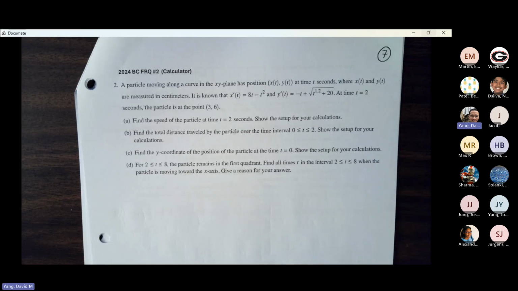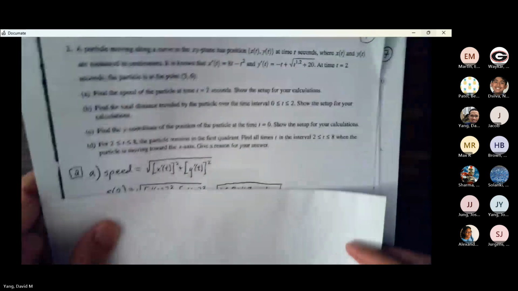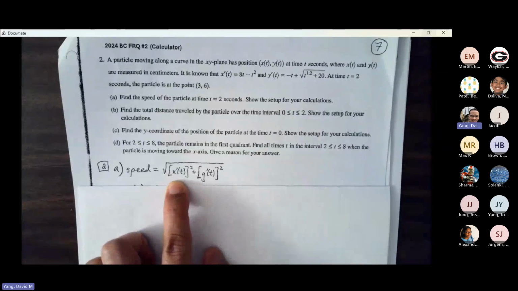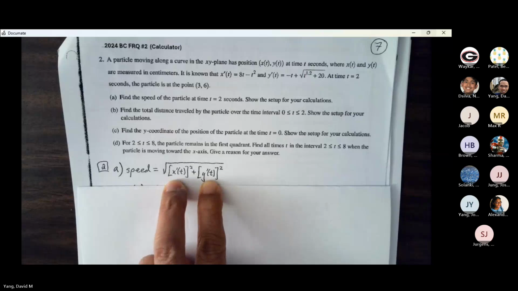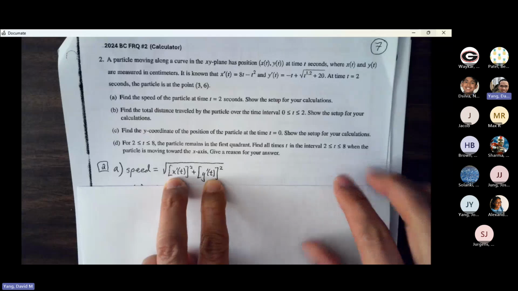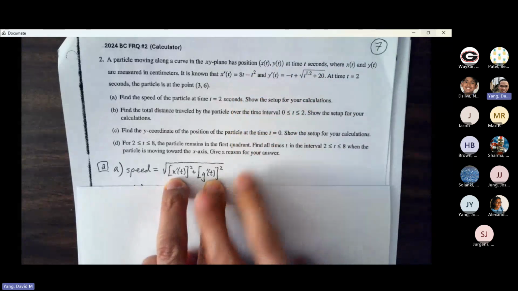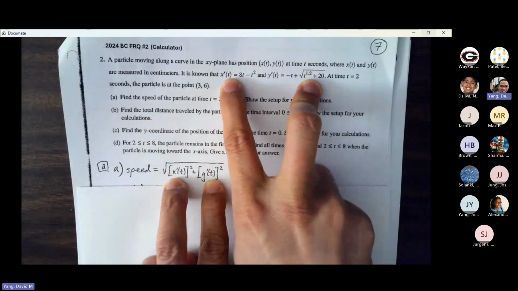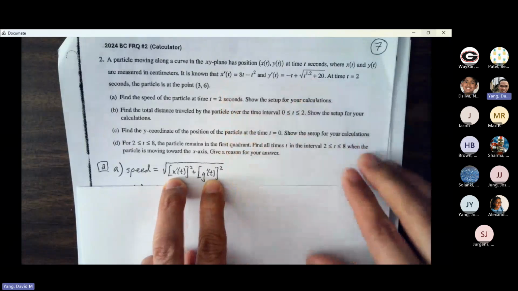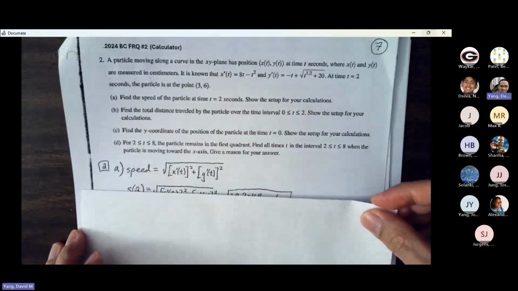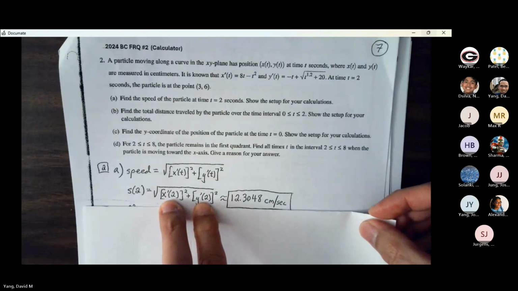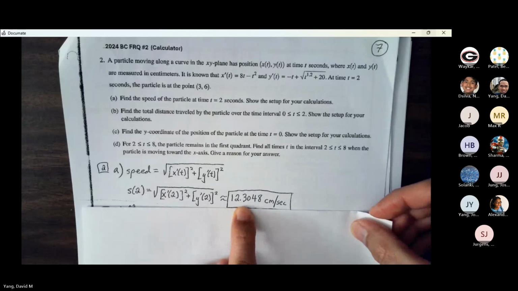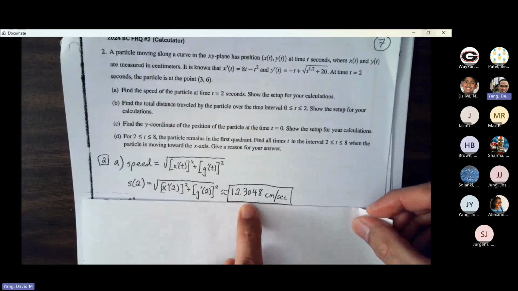So we know our speed formula is just the square root of x prime of t squared plus y prime of t squared. So pretty straightforward. If you know the formula, you can just plug x prime and y prime directly into the formula. Don't even have to find the derivative. It's already set up in the form that you need. So it's really just entering the calculator, replacing all the t's with 2, and then practicing and making sure you're getting that numeric answer.